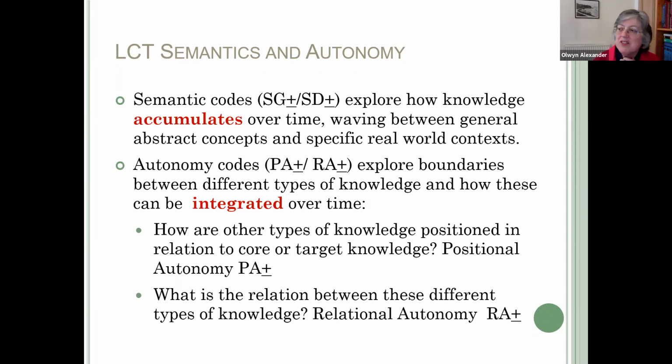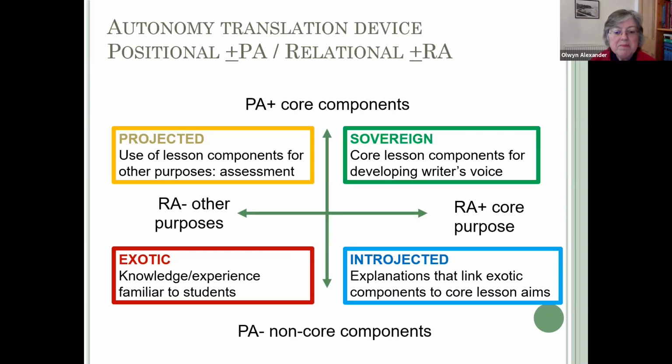My colleague and friend Sue suggested that semantic codes were like geology and autonomy codes were like geography, but that could be a metaphor a bit too far, but it's a way of thinking about it. And so the two different codes form a matrix, and so they are the positional autonomy, how are other types of knowledge positioned in relation to the core, and then relational autonomy, what's the relation between these different types of knowledge. So these are high-level codes.